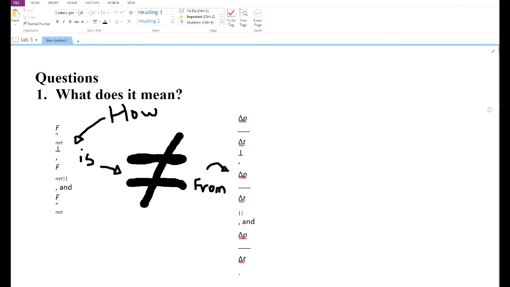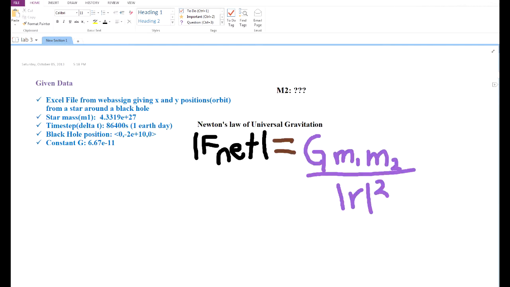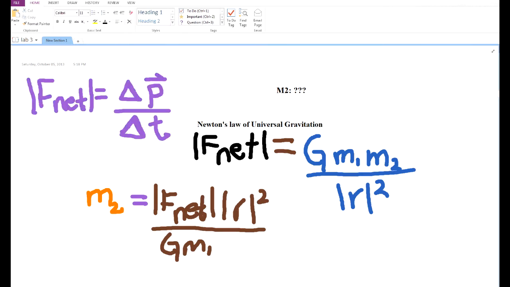Answering the questions. Why are the three F nets not equal? F net is not always going to be the change in momentum over the change in time. F net can be written in many forms, so that's how it's different. F net is G m1 m2 over r squared, but F net is equal to delta p over delta t. So delta p over delta t will always be F net, but F net is not always delta p over delta t. So, next question.